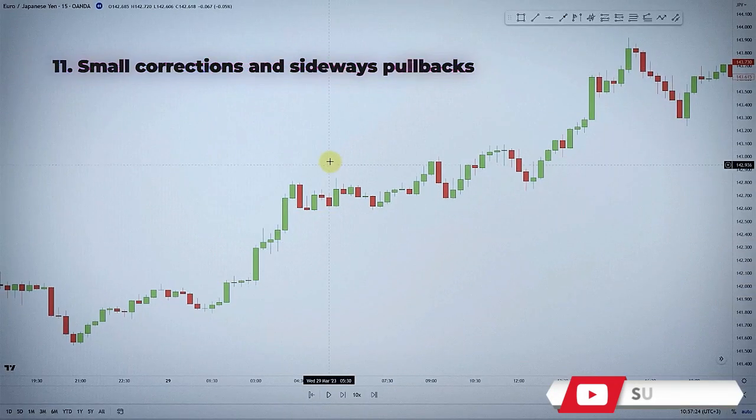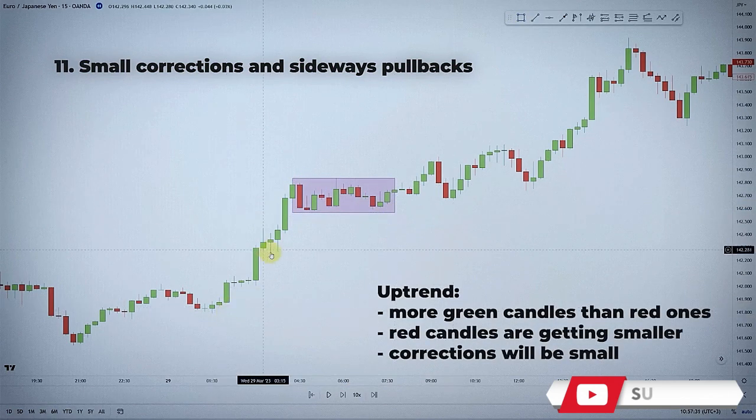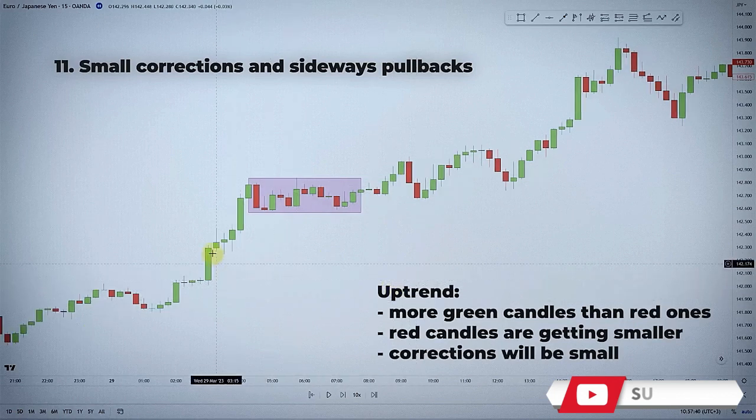Number 11. Small corrections and sideways pullbacks. In an uptrend, we have more green candles than red ones. This means that the buyers have more power and are increasingly moving the market upwards. Also, during a market controlled by buyers, the red candles are getting smaller as the sellers can't drive the price down. So the corrections will be small, and in some cases the price action will appear in a sideways range.